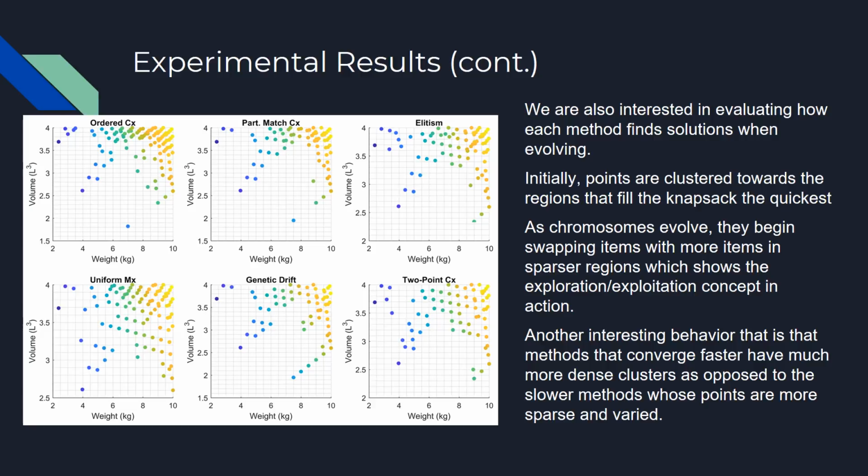Another interesting behavior that we saw is that the faster converging methods have much more dense clusters as opposed to the slower methods, which are more varied. And that's just kind of an interesting observation that we're not 100% sure how to interpret.